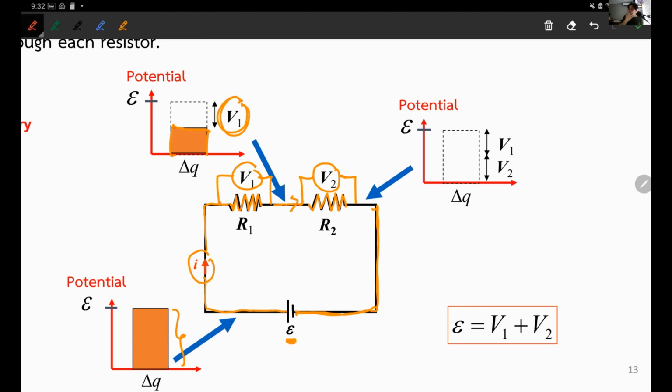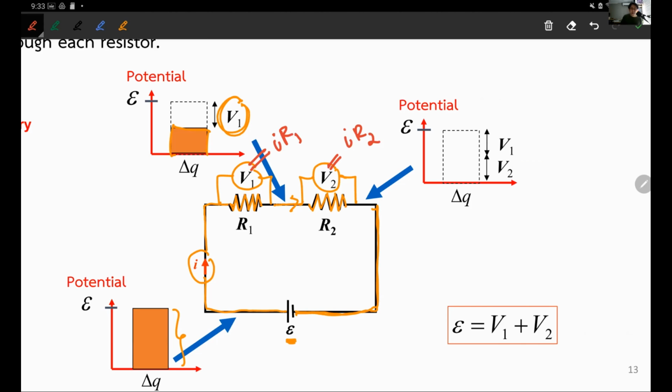Okay, so let me ask you this. The reason I want to show you this one is, hey guys, what is V1? How much is V1? You say, well, Ajahn, this is easy, because we just use Ohm's law. V equals I times R. Yeah? So you take the I times the R1. And that's it, you're done. What about V2, Ajahn? It's going to be I times R2.